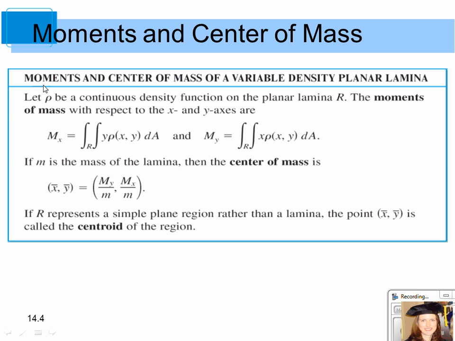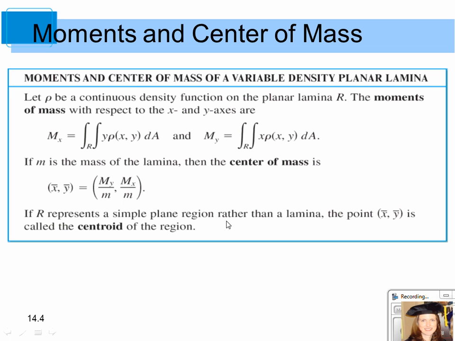So this slide shows the formulas for the moments of mass with respect to the x and the y-axis, Mx and My. This double integral has a y in it, and My, this double integral has an x in it. And both of them have the density times the area. Now if m is the mass of the lamina, then the center of mass can be found by taking the moment with respect to the y-axis divided by the mass, and the moment with respect to the x-axis divided by the mass, and you get a point in the plane. That's your center of mass.